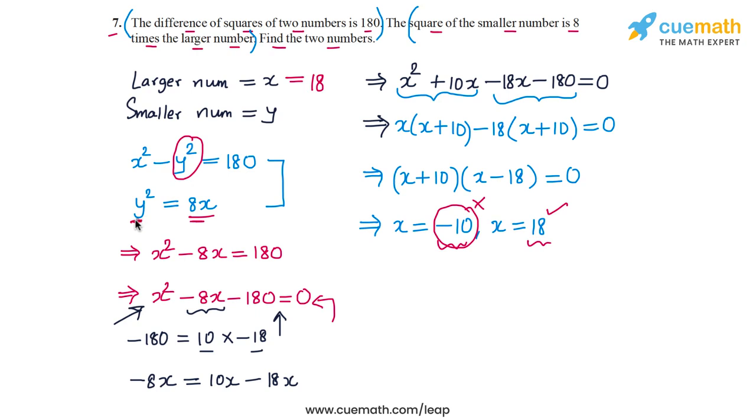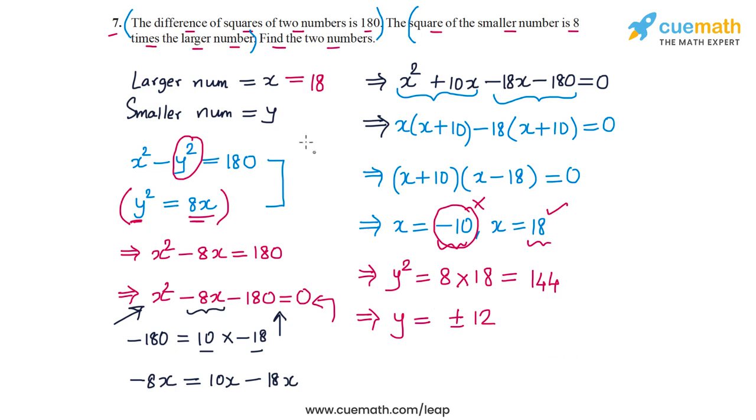Now to find the smaller number y, we can use the second equation and substitute 18 instead of x. So y square is equal to 8 into 18, and 8 into 18 is 144. So y square is equal to 144, and this means that y is equal to plus minus 12. In the case of y, both the plus and minus values work. So y can be equal to either 12 or minus 12.